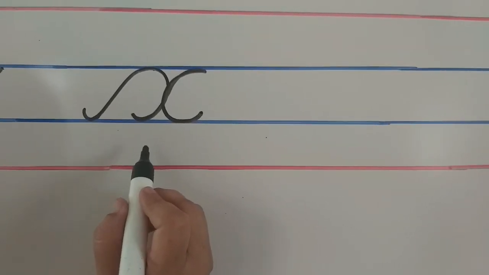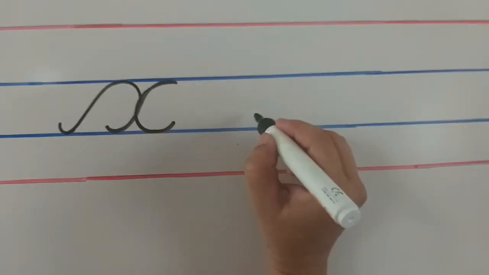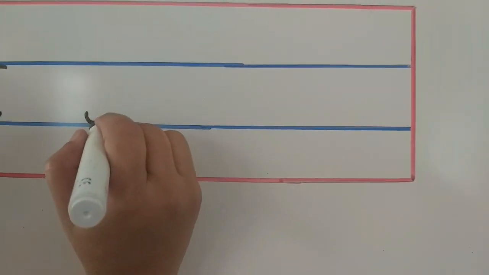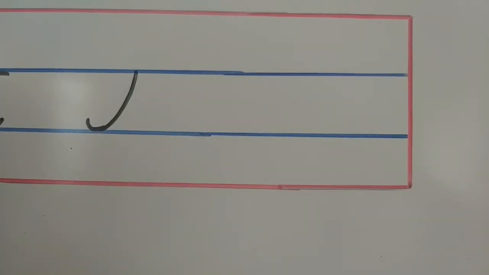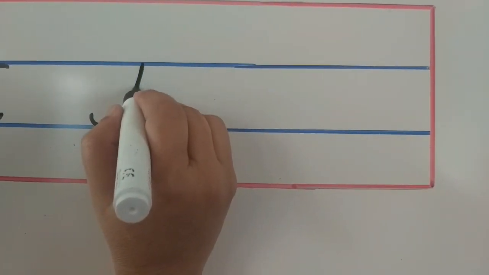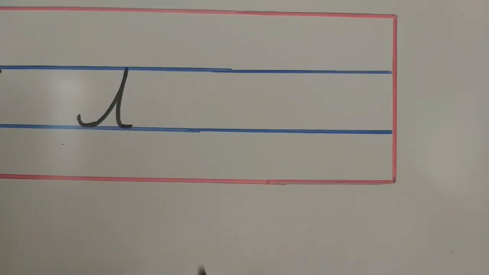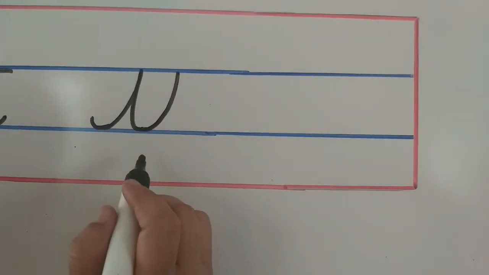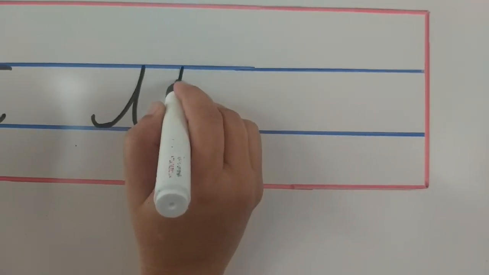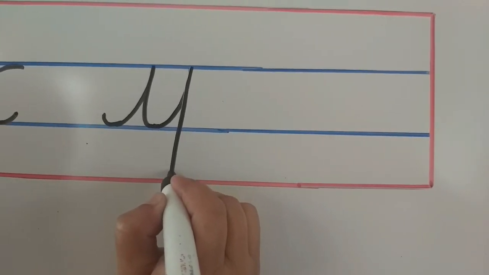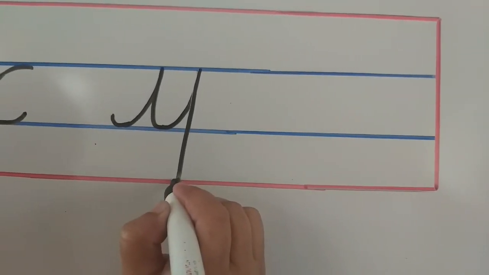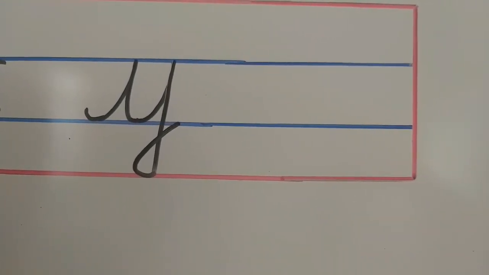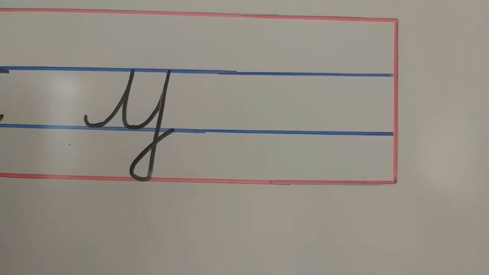Small cursive X. X after Y, children. X after Y. Take a small curve. Go up to the second blue line. Slanting line. Come down to the third blue line. Again go up to the second blue line. Like you have to write, children. Now again come down, down you have to come, children, down to the fourth red line. Now take a turn and go and join this third blue line. This is small cursive Y.